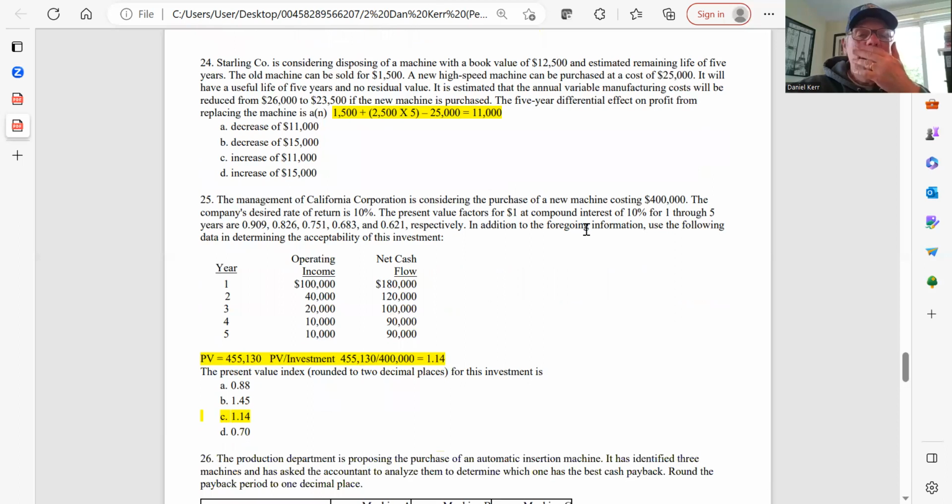Number 25. So this one you had to actually do quite a few calculations. To get the present value index, you've got to get the present value of the future cash flows, and you've got to divide by the cost of the asset. I ran out of space here. You take each of the cash flows, so 180,000 multiplied by 0.909, 120,000 multiplied by 0.826, and this one multiplied by 0.751. You work your way down the line. Notice the further we go out in time, the lower these present value multiples become. You multiply out all these net cash flows, and what you come up with is a present value of $455,130. You divide that by the cost of 400,000, you get 1.14, and there's my answer right there.